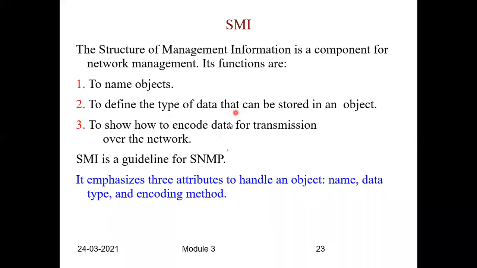Now, all these slides are important from the viewpoint of an MCQ question. What are the functions of SMI? Out of these three, any two might be in one sentence, and the other might change. These are some hints which I am giving you, provided I also remember it while framing the question. So it emphasizes three attributes to handle: the object name, data type, and the encoding method. So this is some information about your SMI.